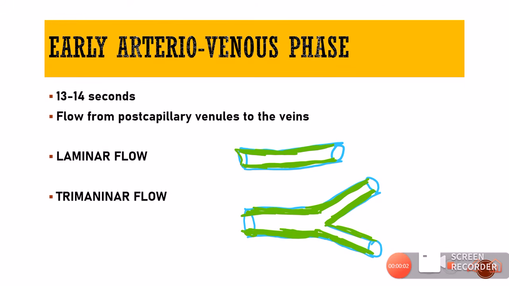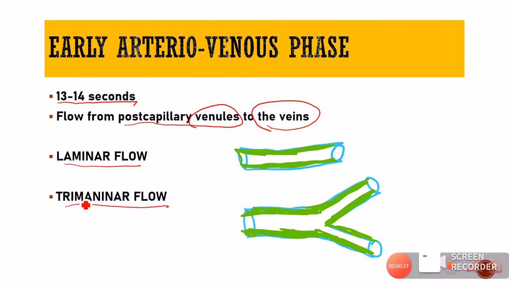The next phase after the arterial phase is the early arteriovenous phase. What happens is that the fluorescein is now going to flow from the postcapillary venules into the veins. So it is the beginning of the filling of the veins of the retinal vasculature. This occurs about 1 second later, that is about 13 to 14 seconds. And what happens is that we are going to see a laminar flow or a trilaminar flow.